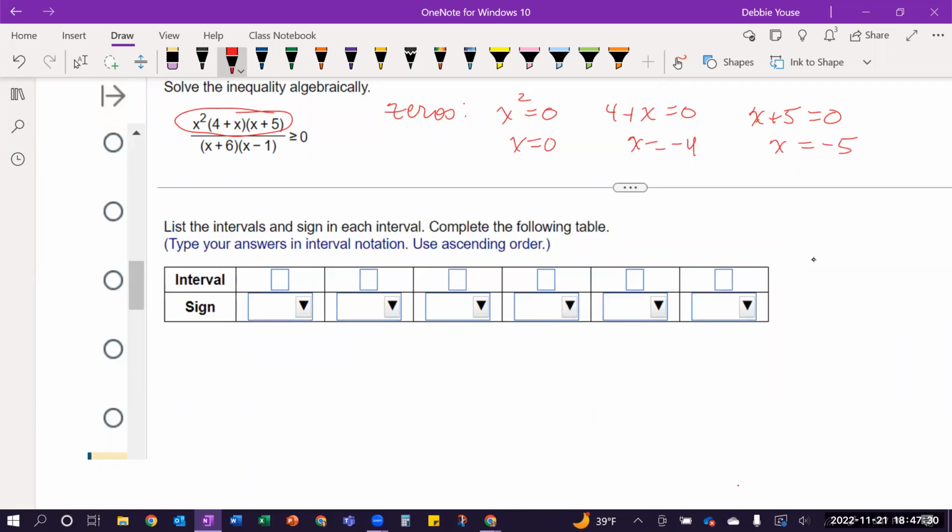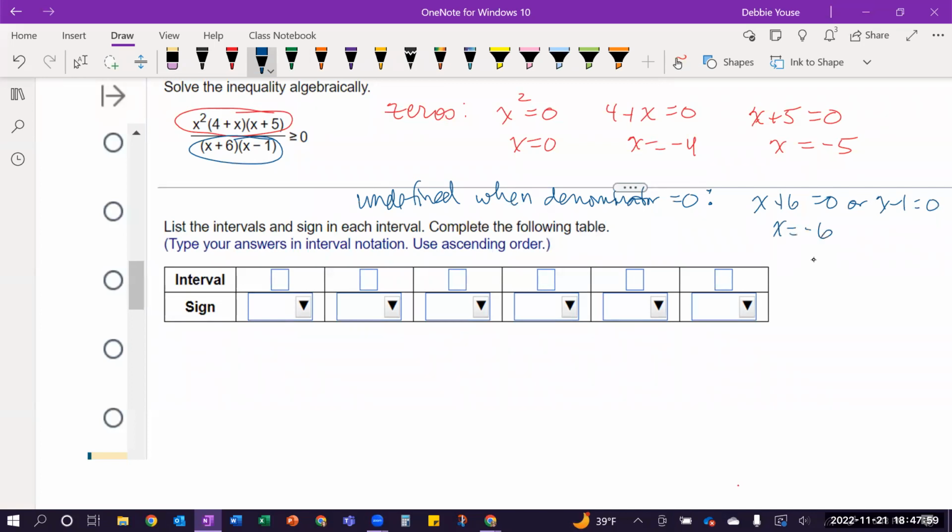The other thing I can do is see where this is going to be undefined. That's going to be looking at the denominator equal to 0. So this will be undefined when the denominator equals 0. So that's x plus 6 equal to 0, or x minus 1 equal to 0. So that means x equals -6 or x equals 1.